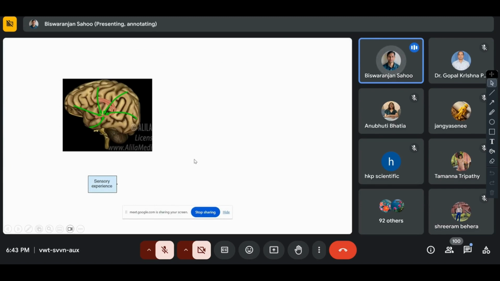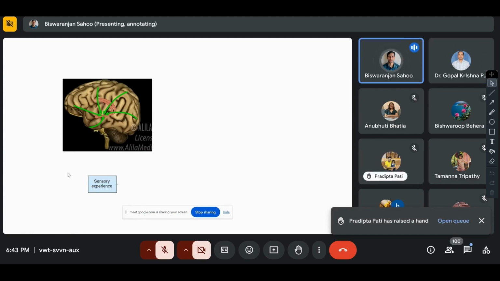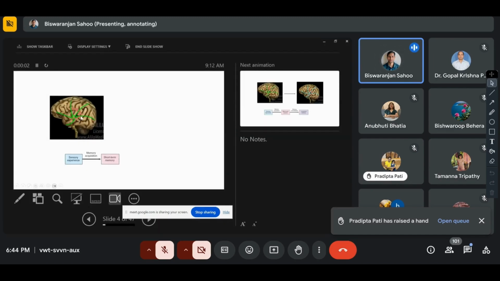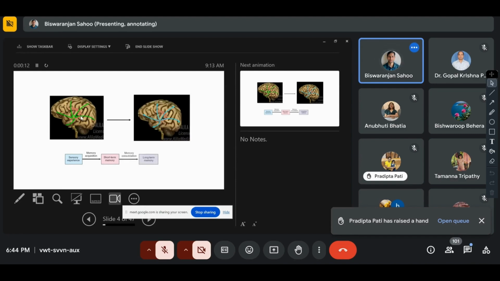Okay, are you able to see my slide? Yes, sir. Okay. So yeah, you have already seen this in the video. The sensory experiences, all types of sensory information, from different cortices come to the hippocampus, and then when the memory is formed, initially it is short-term memory, okay, and how is this short-term memory converted to long-term memory? This process is called memory consolidation, okay.